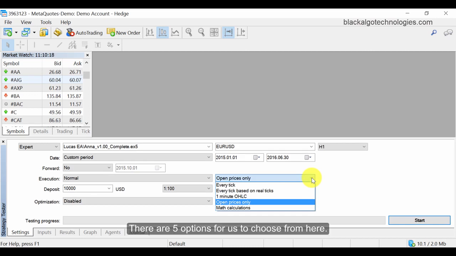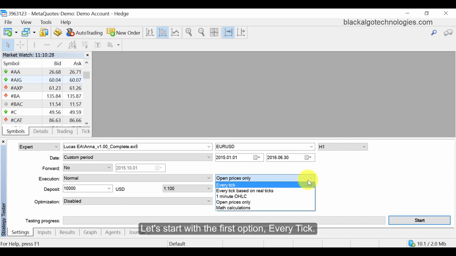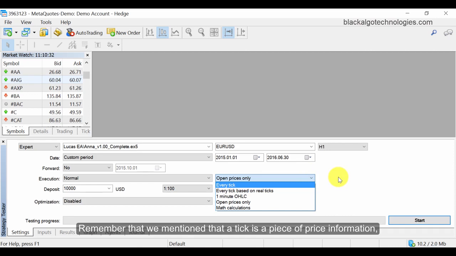There are 5 options for us to choose from here. Let's start with the first option, everything. Remember that we mentioned a tick is a piece of price information. So when we model our EA on every tick, we are saying we want the backtest to run using every piece of price information that comes in.